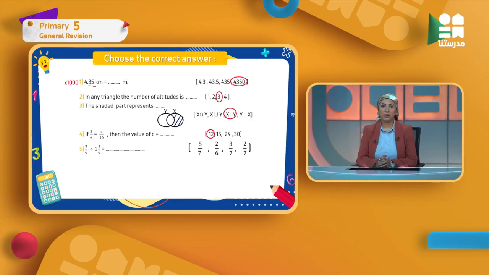Okay, now let's move to the 5th question. 3 over 6 divided by 1 and 1 over 6. Okay, we said before, divided questions, they are a bit hard to answer. So we usually convert these questions or change them into multiplication questions. Okay, I change divided and make it multiply. But to do this, I have to follow certain steps.